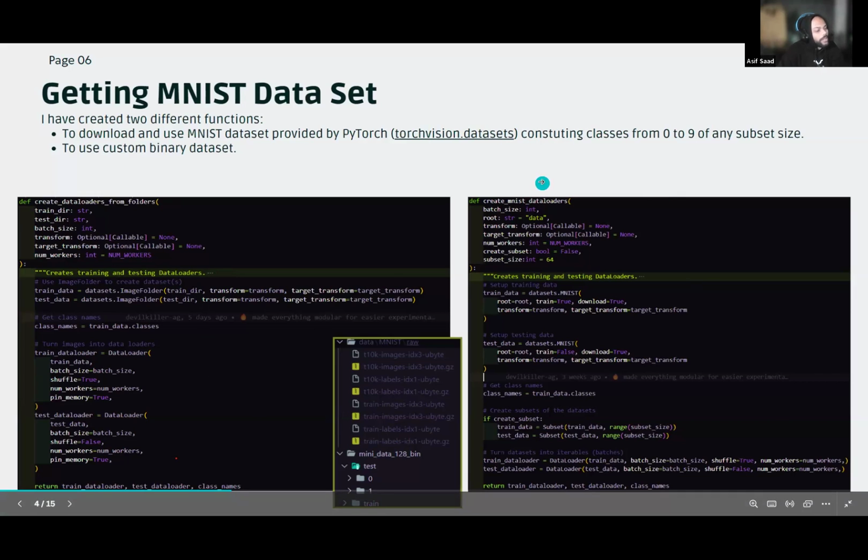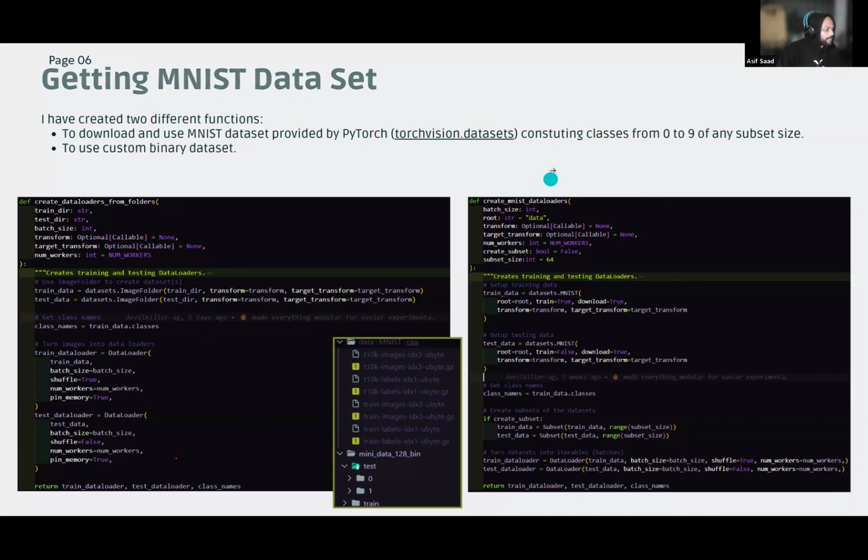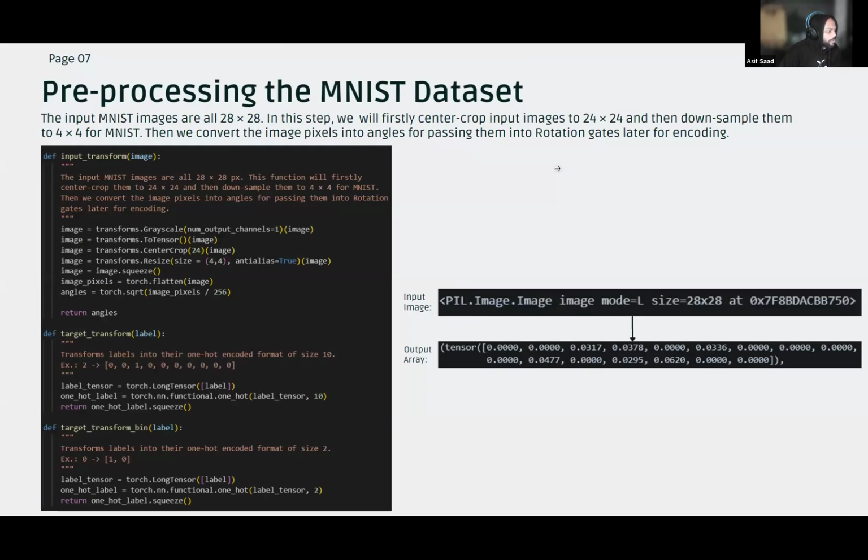We have broken down the whole data set into a couple of files. There is a folder that contains the multi-digit data set, and another folder that contains the binary digit data set. So now let's talk about what we have done.